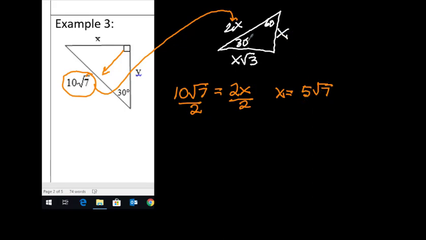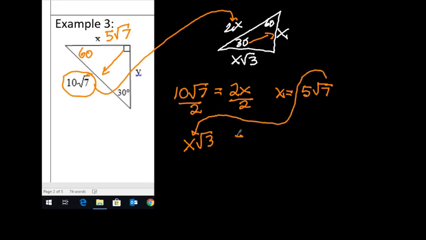So what's across from the 30? What's across from the 30 has got to be 5 square root 7. What's across from the 60 has got to be what? It's x times the square root of 3. Well, this one's a little tricky. So this has to be x times the square root of 3, and we know x is 5 square root 7. So that would be 5 square root 7 times square root 3, because all I did was replace the x.